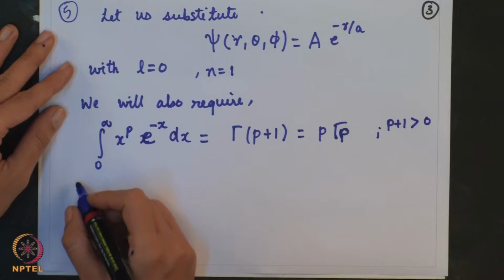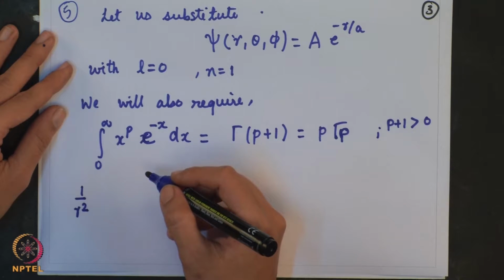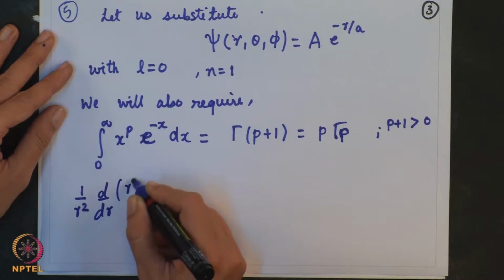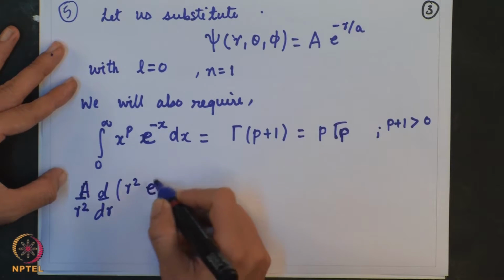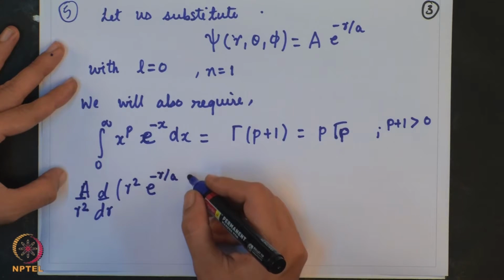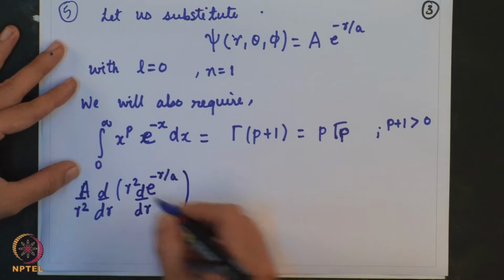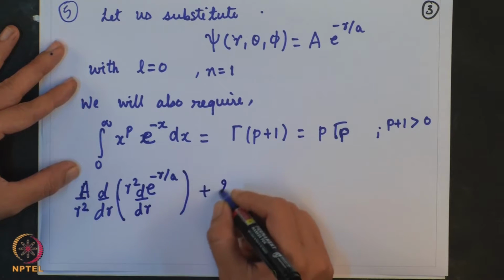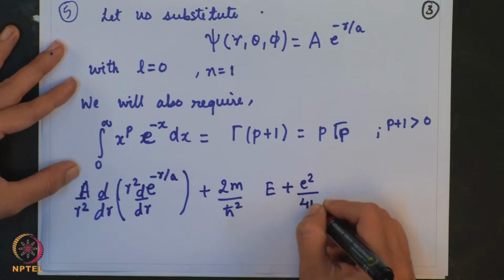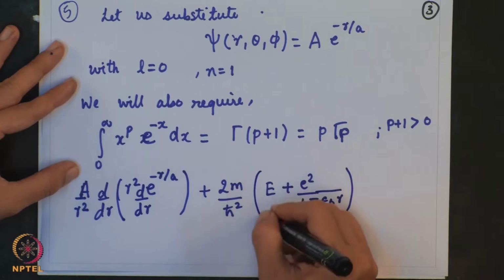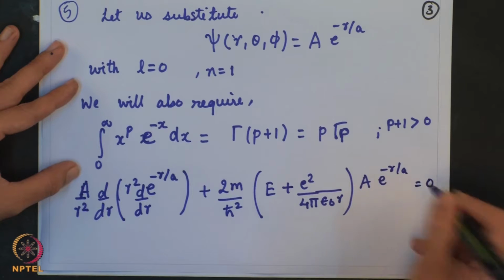So, when you substitute the wave function in the radial part of the equation, the first term is 1 by r square d by dr of r square d by dr acting on e raised to minus r by a. This is the first term. The second term is h cross square e plus e square upon 4 pi epsilon naught r. This term will remain untouched, acting on A e raised to minus r by a, and the whole thing is 0.